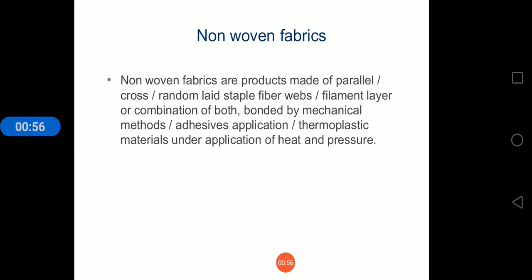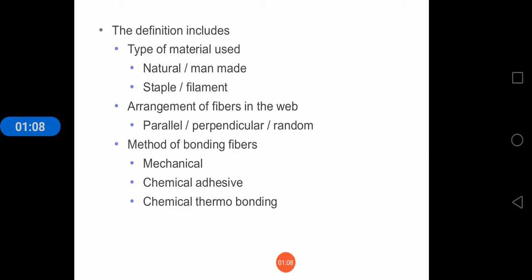Web filament layers, or a combination of both, bonded by mechanical methods, adhesive applications, and thermoplastic materials under application of heat and pressure. Their definition includes the type of materials used in the non-wovens, natural and man-made, staple and filament, and arrangement of fibers in the web, like parallel, perpendicular and random. Method of bonding fibers: mechanical bonding, chemical adhesive bonding and chemical thermal bonding.